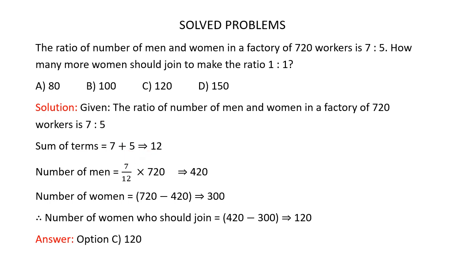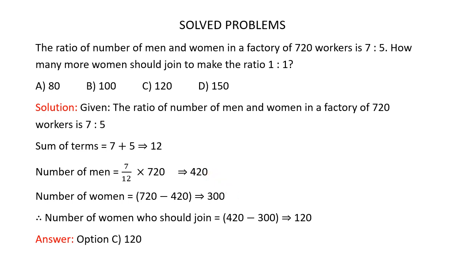So number of men is 7 by 12 multiplied by 720, which is 420. So number of men is 420. Number of women is 720 minus 420, which is 300. Now number of men is 420 and number of women is 300.